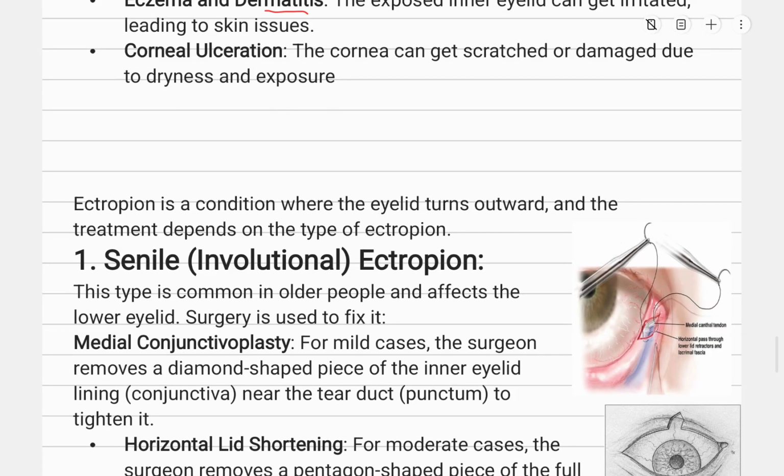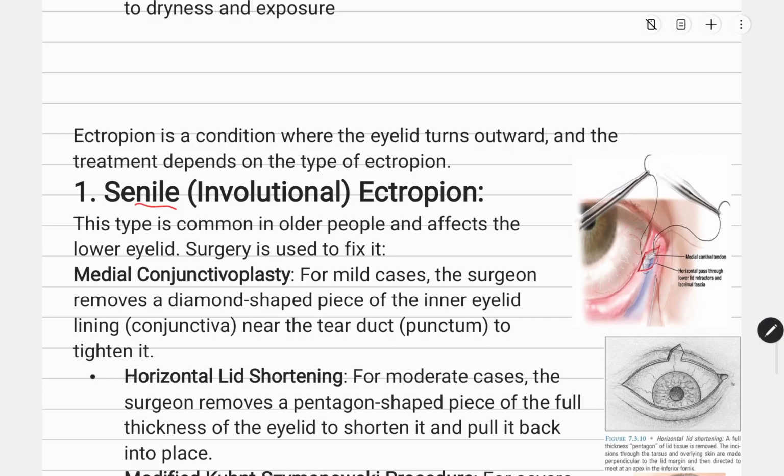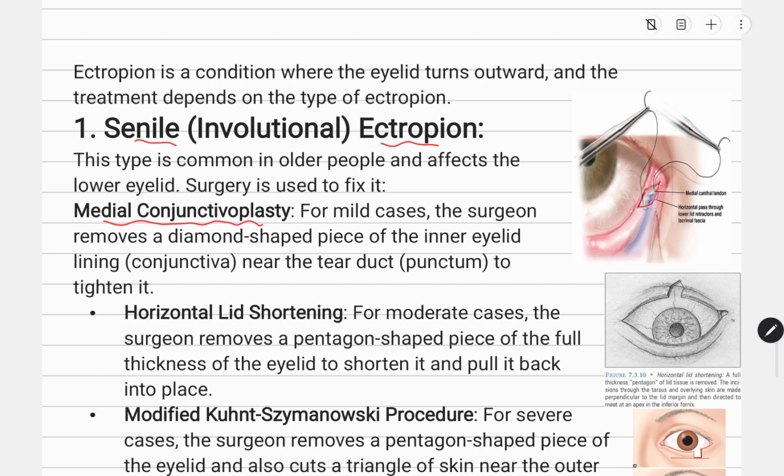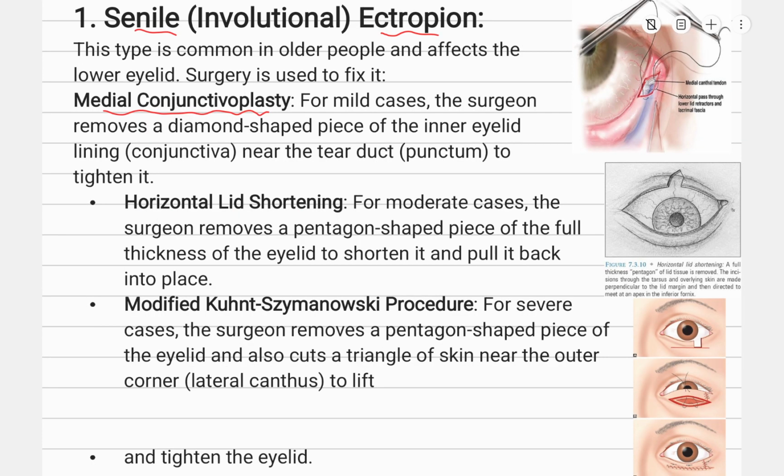So in this condition, we go for different treatments. The first one is senile ectropion. So in this case, we go for medial conjunctivoplasty. In this case, as we know in ectropion, the problem is with the eyelid. It has moved a little bit outward. So what we do, we remove a little bit part of the eyelid and then stitch it. So in this case, the eyelid will move a little bit inward. So we normally remove a diamond shaped piece, as you can see in this, the big diamond shape.